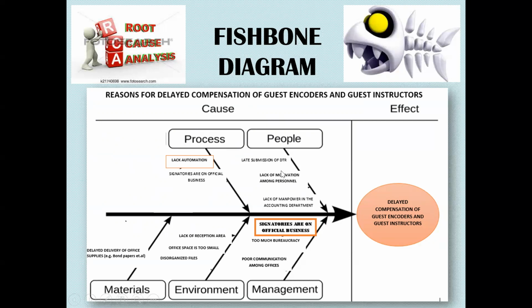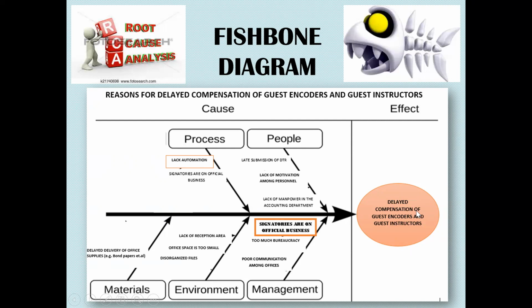So under people, lack of motivation among personnel, lack of manpower, lack of people under people. Management, signatories are always on official business. Too much paperwork is under management, bureaucracy. Lack of reception area, office is too small, disorganized files. So that's part of the environment of the working place. Or materials, delayed delivery of office supplies. It can be the cause of the delayed compensation, right?